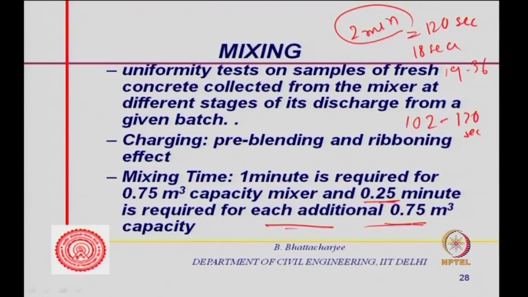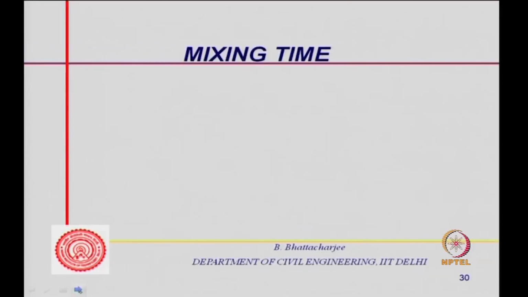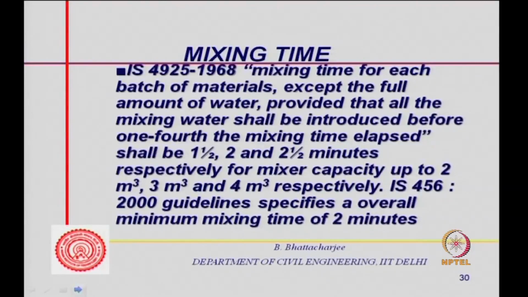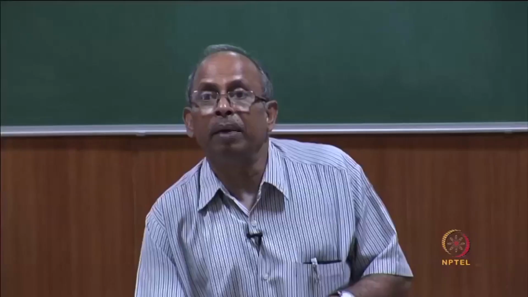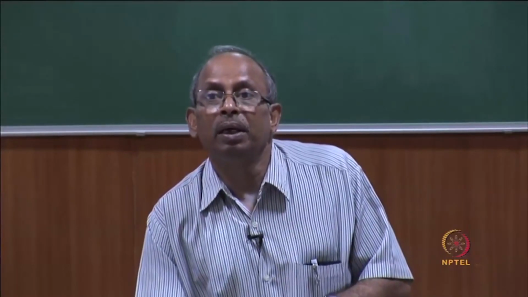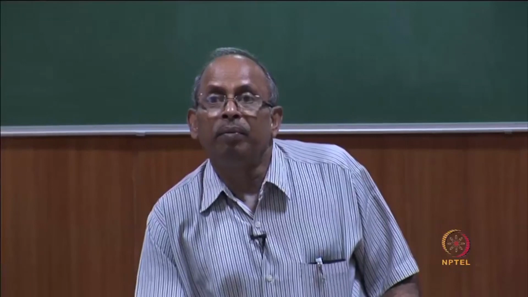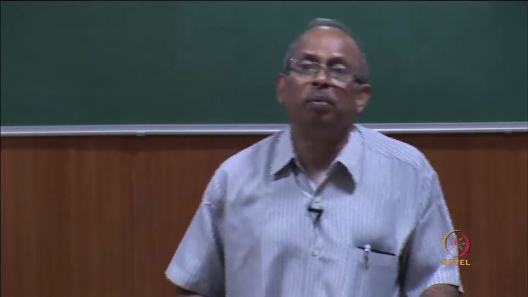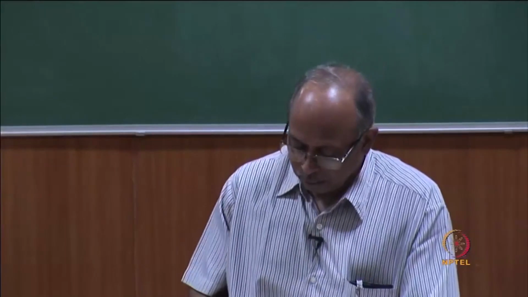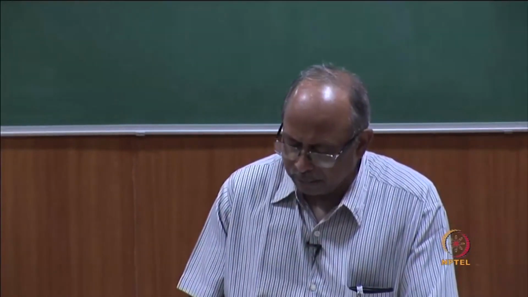That means, about 1.5 meter cube will require 1.25 minutes. If you have 2 meter cube, it will require about 1.25 plus another 0.25, that is 1.5 minutes. Whereas, IS 456 says that nothing less than 2 minutes you should be mixing, which is simple, but then the other one, IS 4925, tells you 1.5 minutes for 2 meter cube, same as what I said earlier, and for 3 meter cube 2 minutes, and for 4 meter cube 2.5 minutes. So, these are the mixing times, but we will see the basis behind all this.